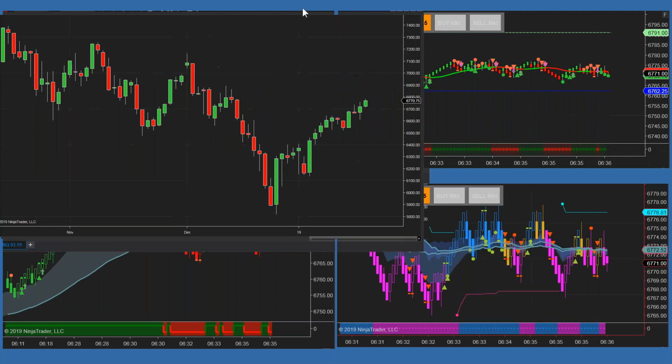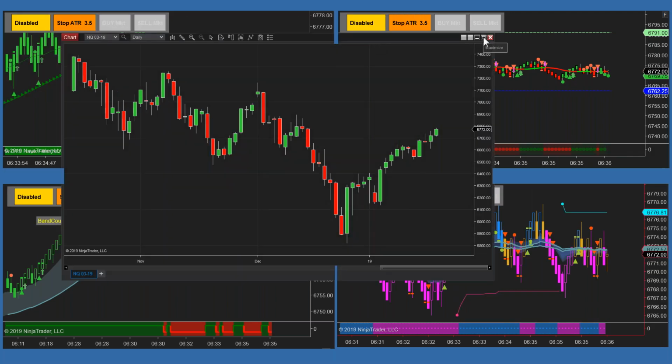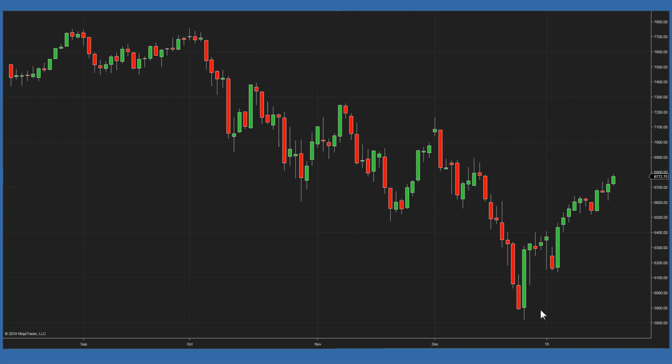Okay, here we go with our daily chart. And you can see we are still in a bit of an uptrend right here. We've broken through our trend line after a couple of days of some serious back and forth. And now we have this little trend line to deal with.